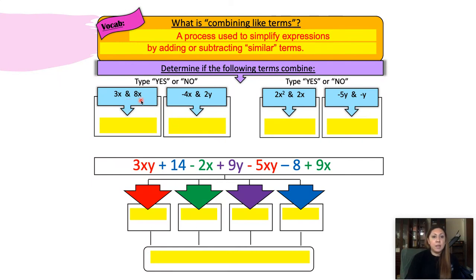So 3x and 8x. Both of them have an x, but their numbers, the coefficients in the front, are different. It doesn't matter about the coefficient. We only care about the variable. So since both the variables are the same, this is going to be a yes.